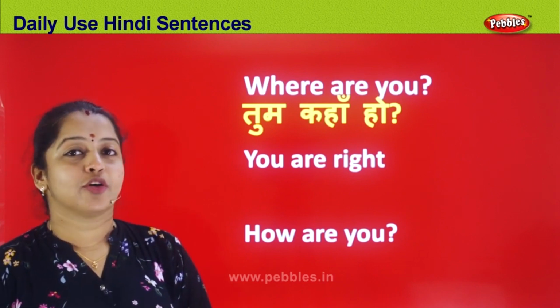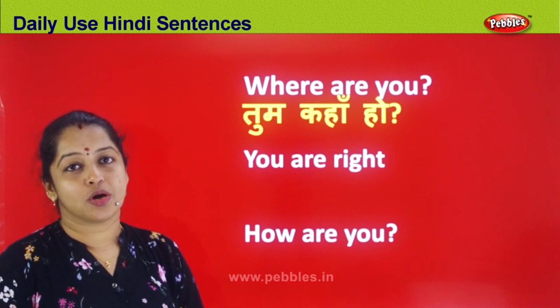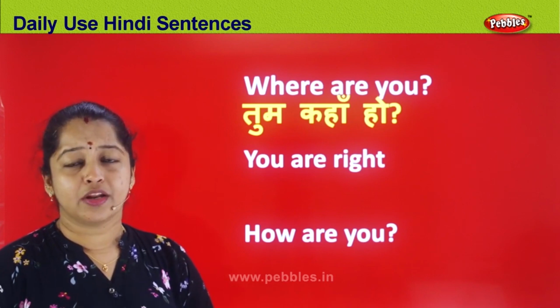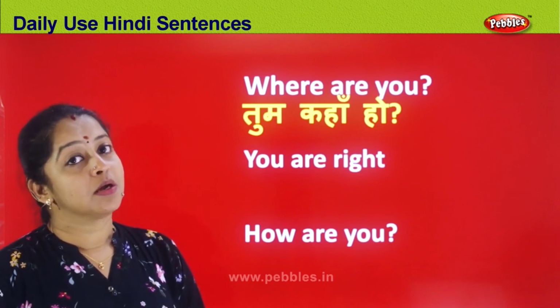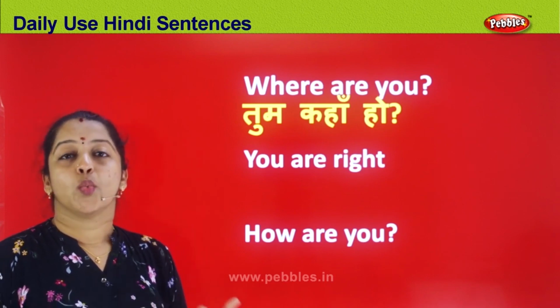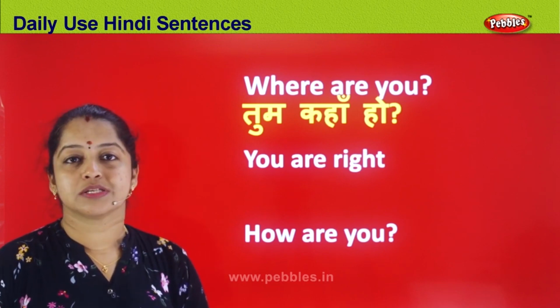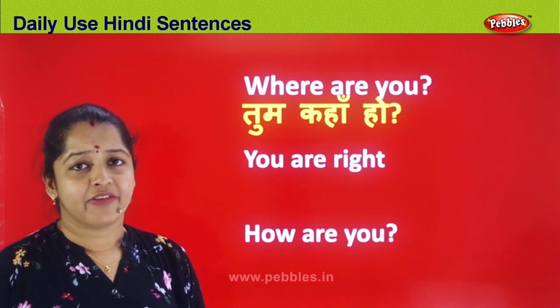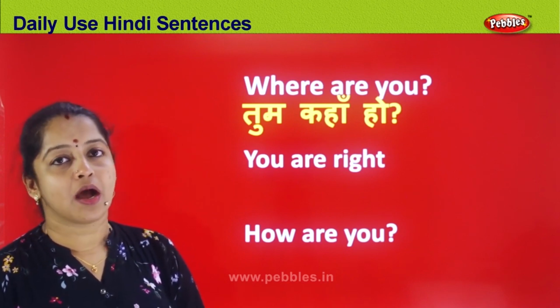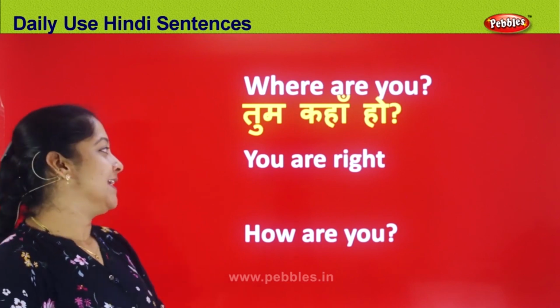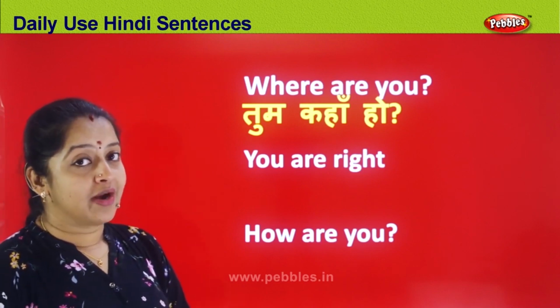The wife is waiting for her husband. It's getting late and she calls up and asks him, where are you? So she will ask, tum kahan ho? A mother waiting for her kids who are not back from office. So mother calls up the children and asks, where are you? Tum kahan ho? Alright? Yes. The next one, you are right.